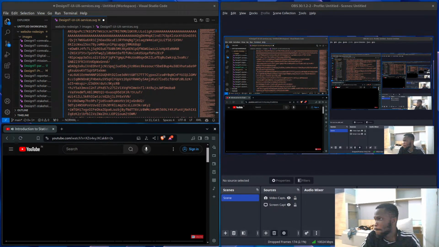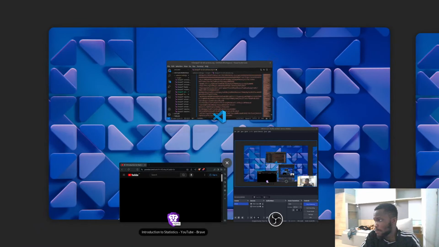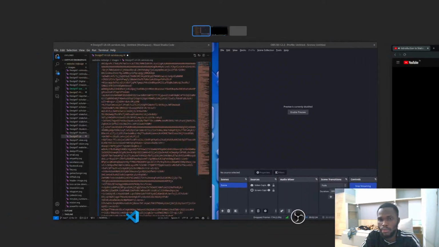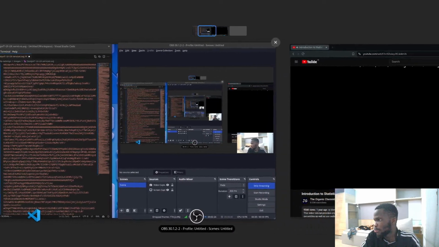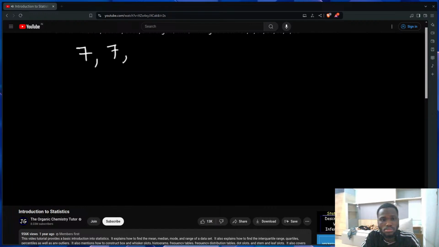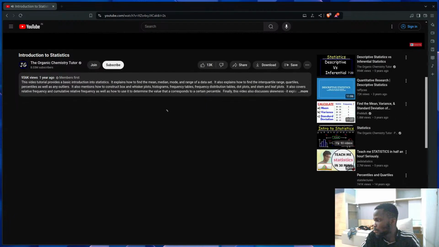Find the mean, median, mode, and range of the following data set. Now, the first thing that I would recommend doing is arranging the numbers in increasing order. So the lowest number is 7, and we have 2 of them. After that, the next number is 10, and then 14, 15, 23, and 32.